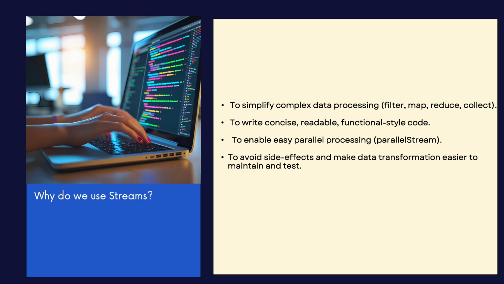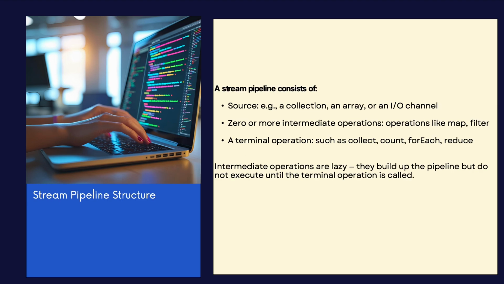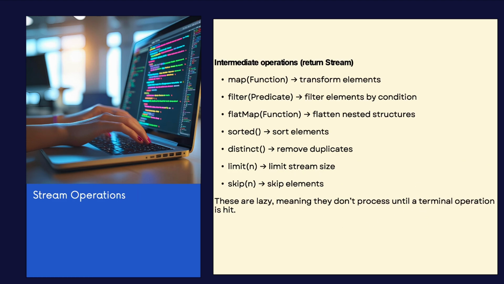Now we will see the stream pipeline structure. A stream pipeline consists of a source like a collection, array, or an input/output channel, and zero or more intermediate operations like map or filter, and a terminal operation such as collect, count, forEach, or reduce. Intermediate operations are lazy. They build up the pipeline but do not execute until the terminal operation is called.